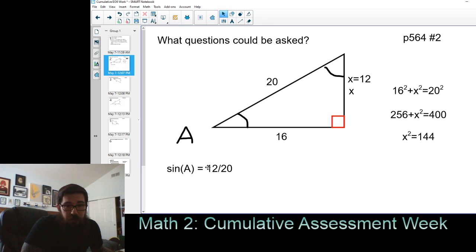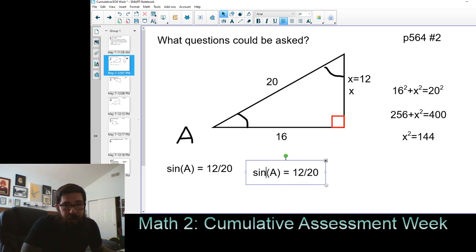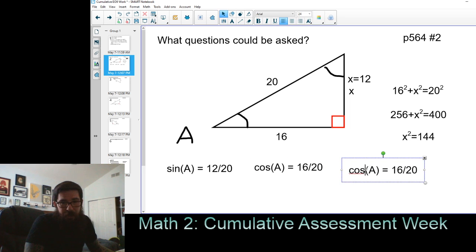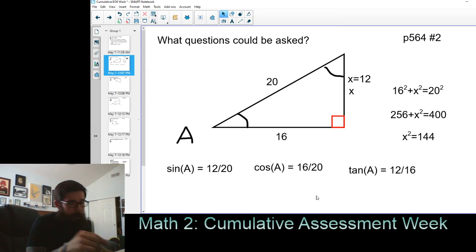If I wanted to use cosine, that would now look like this. Cosine of A would have to equal 16 over 20. And if I were to do tangent of A, that would equal my opposite, which is 12, over my adjacent, 16. I'm going to pop into Desmos real quick to actually show that all of these things work.